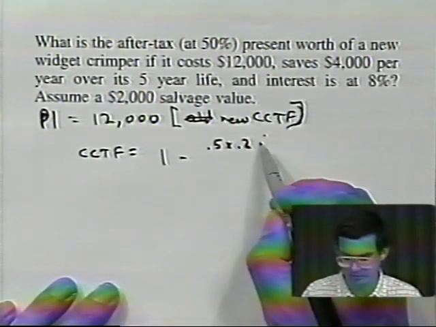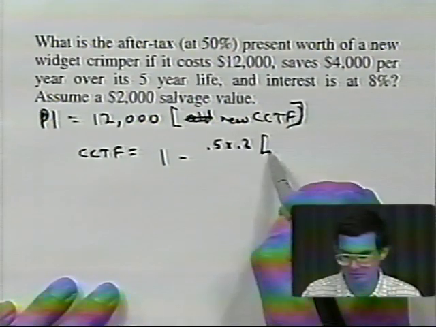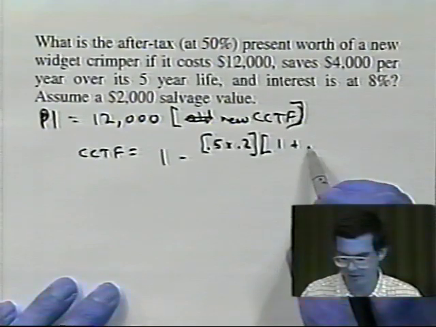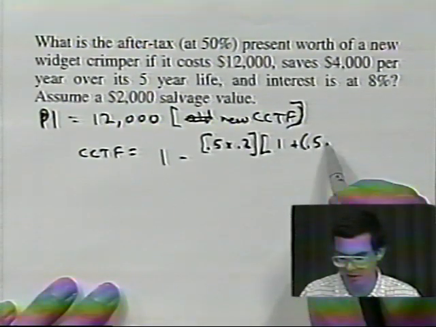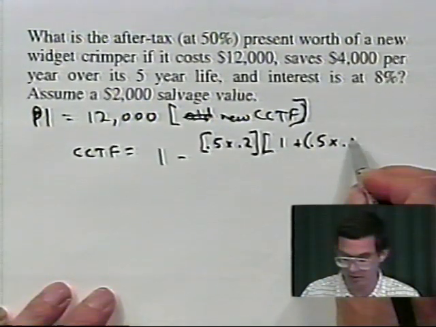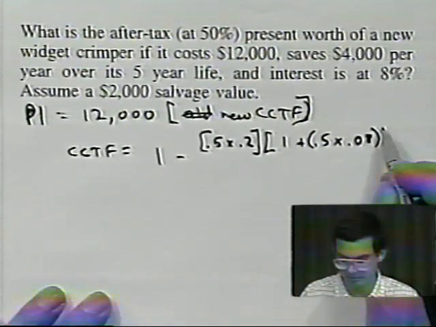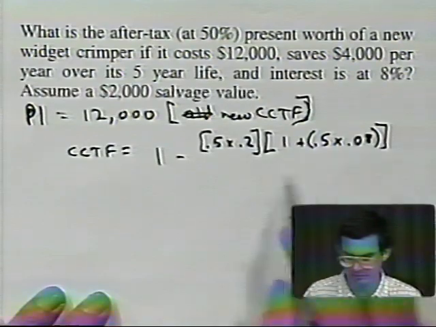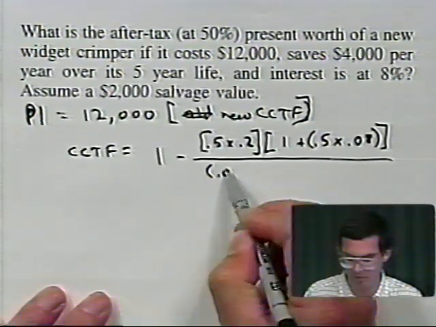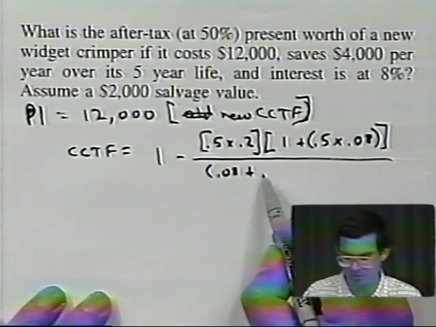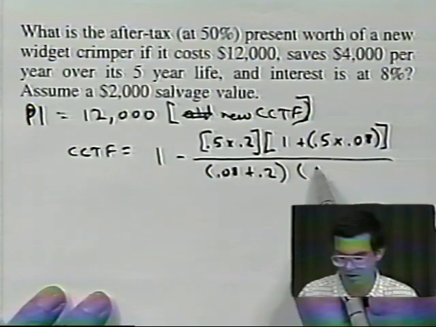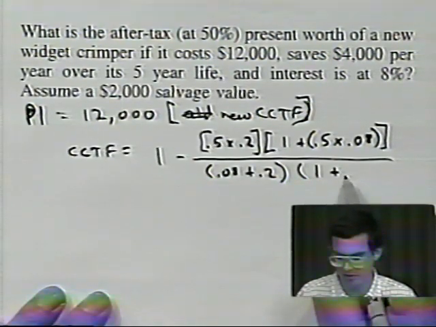Times 1 plus 1/2, or 0.5, times the interest rate of 0.08, divided by the interest rate, 0.08, plus the depreciation rate of 0.2, times 1 plus the interest rate.